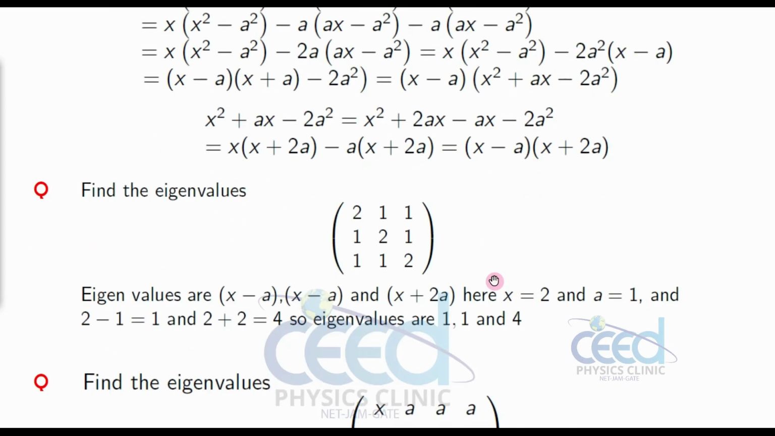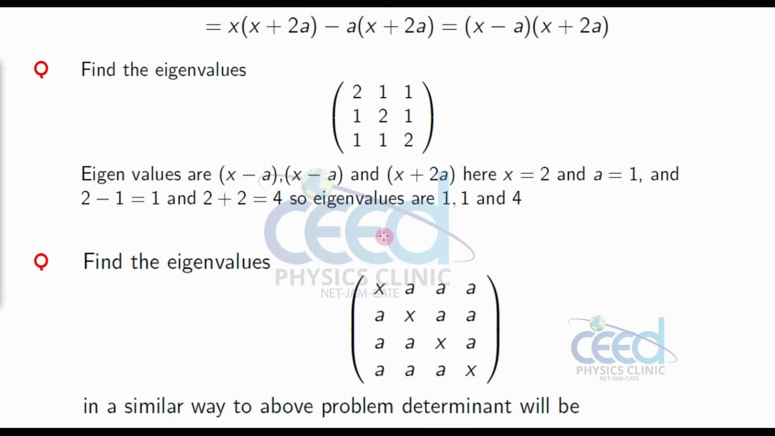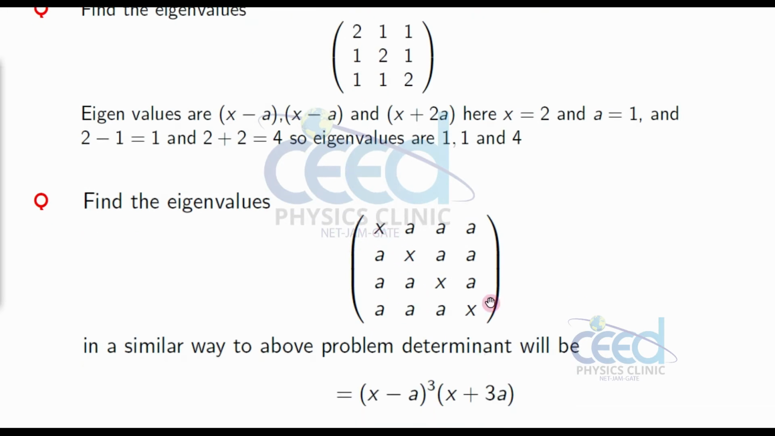Now we can go to another trick. Here X plus 2A, for example, with diagonal 4 and others 1. A similar question I have given here also, but here the matrix is of fourth order, so it is X plus 3A. For a 4 by 4 matrix, how many eigenvalues do we have? We have 4 eigenvalues. Out of these, 3 will be the same, X minus A, X minus A, X minus A, and the last one, instead of X plus 2A, changes to X plus 3A.